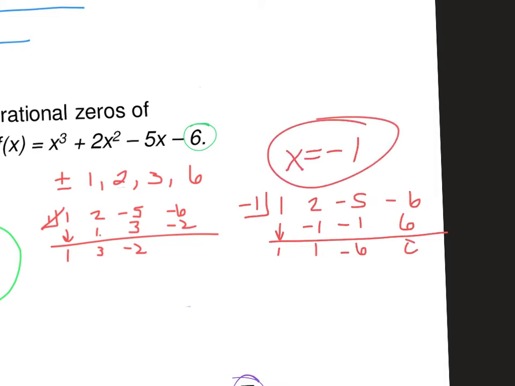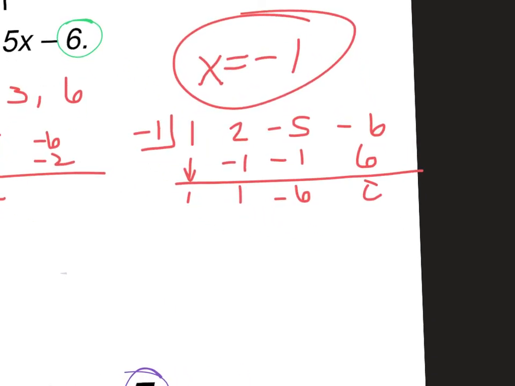I'm going to write it and circle it so don't lose it. What's left over? My resulting polynomial. Since I started off with x cubed, it's going to start off with x squared, x, and then a constant. So I'm going to write this as x squared plus x minus 6 equals 0. At this stage, guys, we are at a quadratic. The highest exponent is a 2.